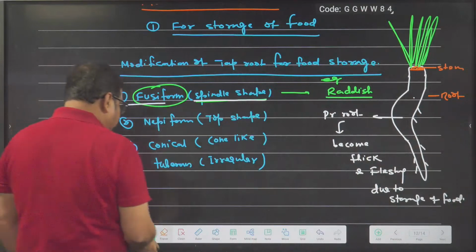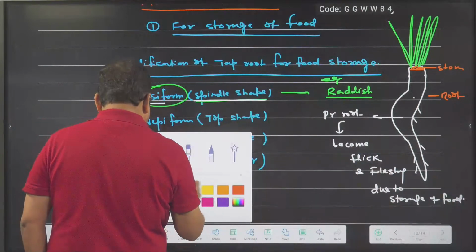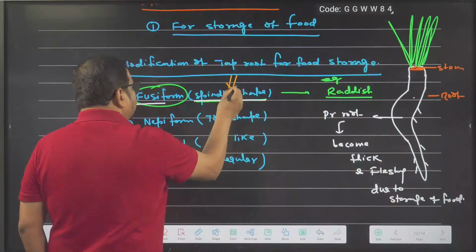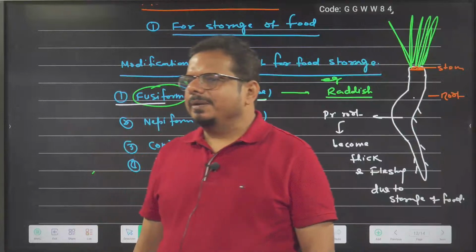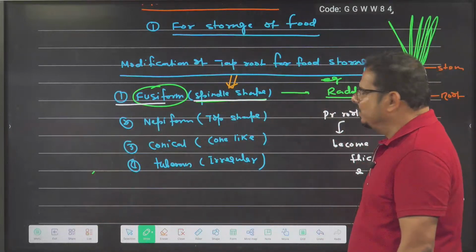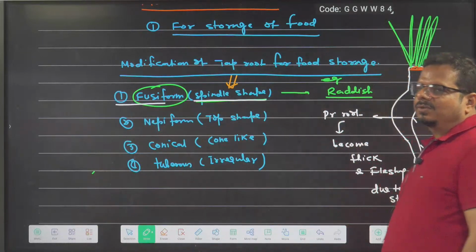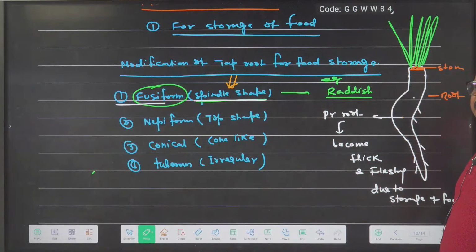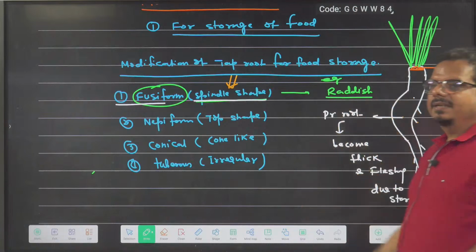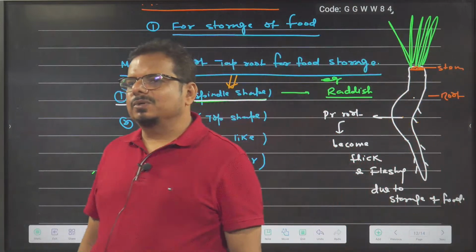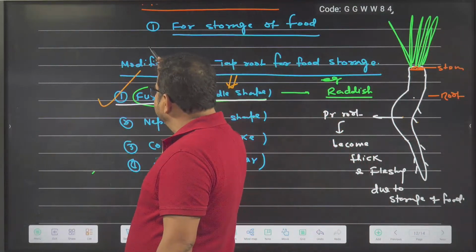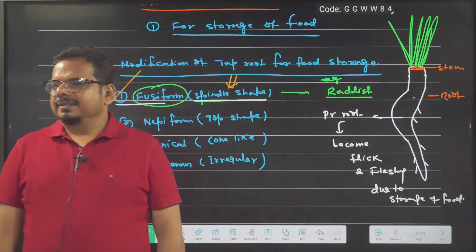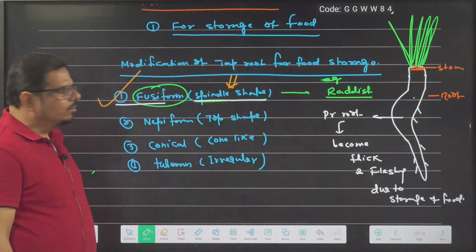Why am I writing spindle shape? Because this word is written in the lab manual. In lab manual, which word is written? Radish has a spindle shape. Radish has which type of shape? Spindle shape. Are you getting the idea? So it is fusiform. Radish looks like this. Food is stored in the primary root. Secondary root, you see how thin it is? And how the root becomes that thick and fleshy due to storage of the food. And that type of condition is called basically fusiform. I hope you understand the first. Is it clear?